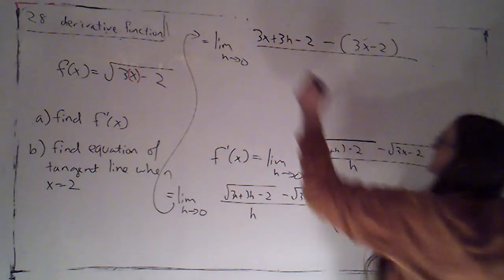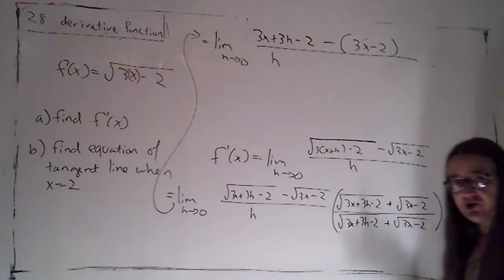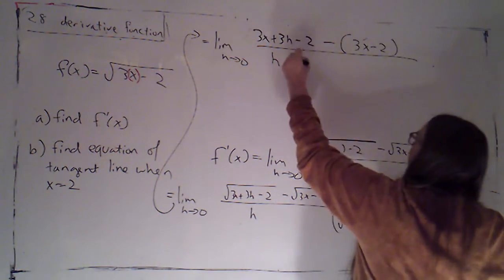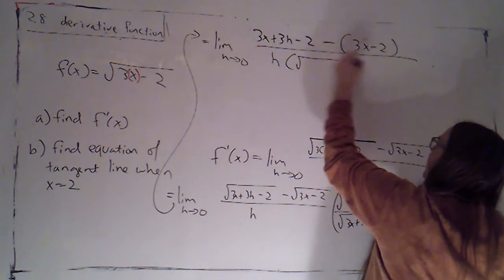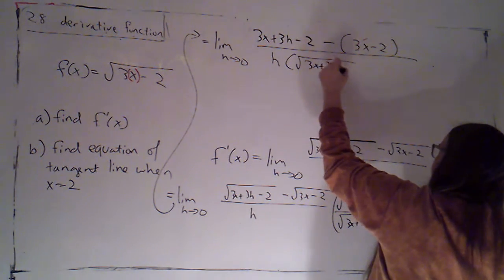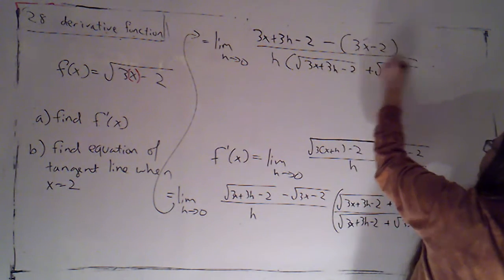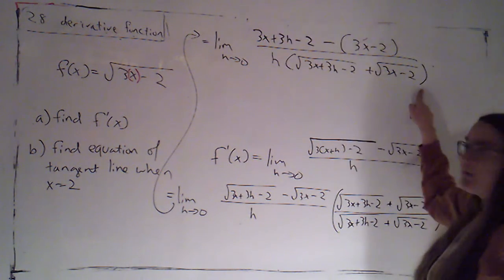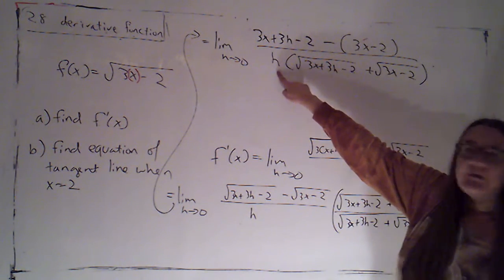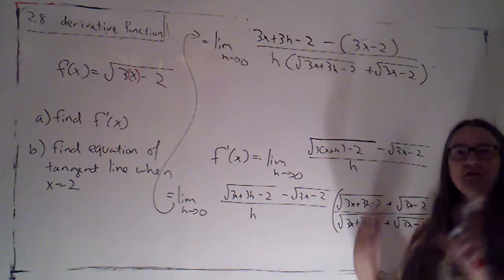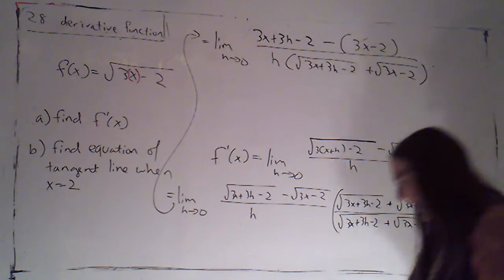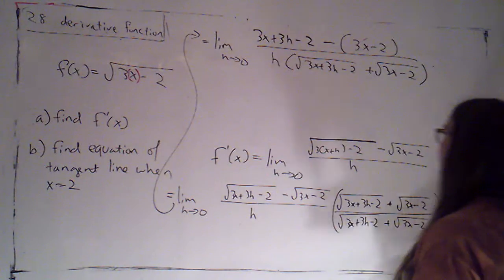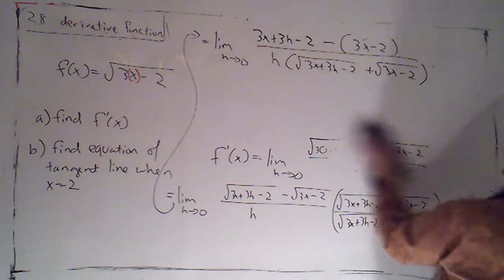On bottom, I'm going to keep that h factored out and just indicate that it's being multiplied by root 3x plus 3h minus 2 plus root 3x minus 2. I'm not going to do the multiplication because I'm hoping to be able to cancel that h, so it's easier to keep it factored out, anticipating that at some time in the future I'll be canceling it.